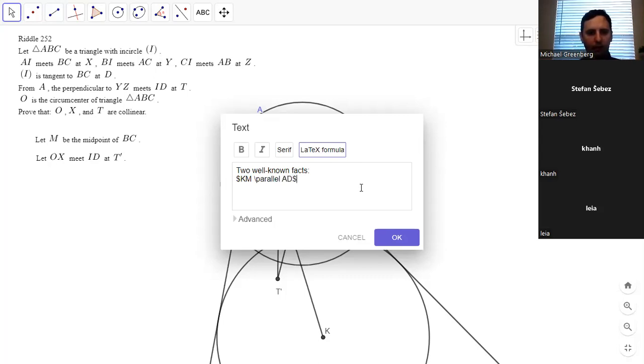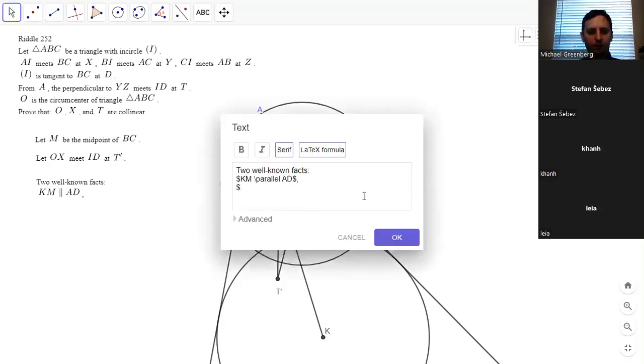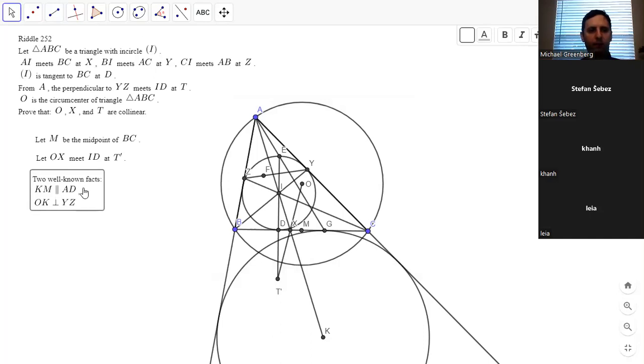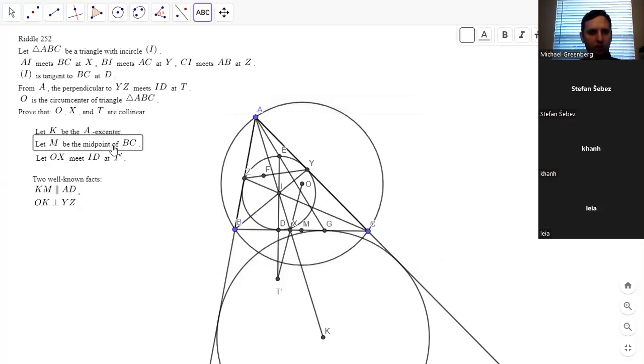KM is parallel to AD, that's well known. And the other well-known fact is that OK is perpendicular to YZ. All right, so maybe I'll prove those at the end after I write the rest of it up. So K is the excenter. So I'm going to write that in the beginning. Let K be the A excenter. Yeah, I like that we use both these facts in the problem.